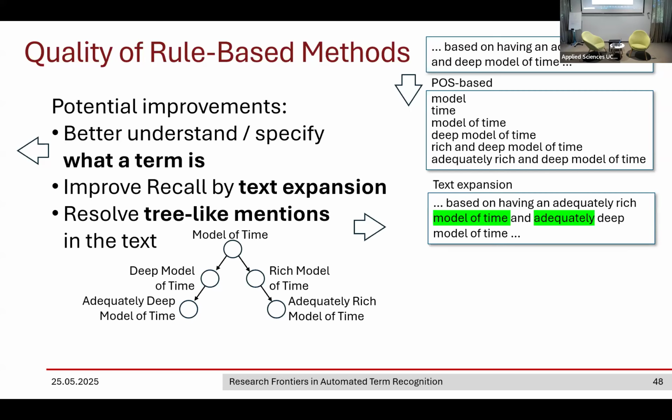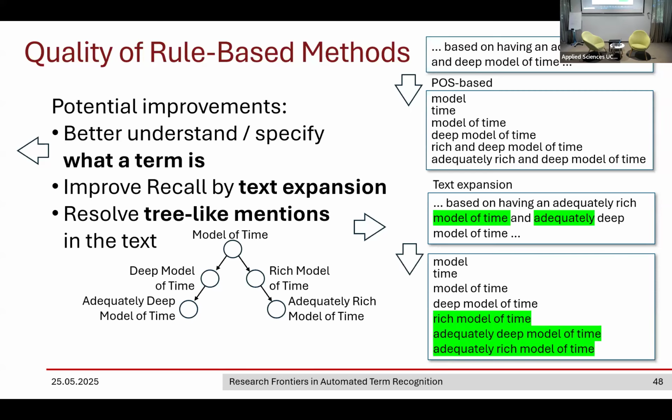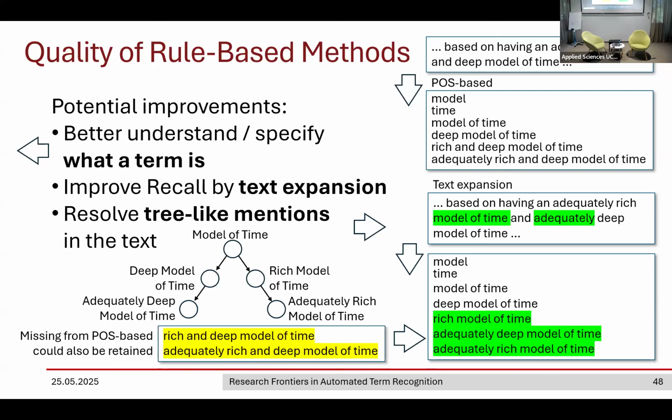For example, you may add the fragments and make this tree-like mention explicit in the text. And then you get a better coverage and better recall for your method here. And by the way, the stuff that you have already identified or recognized using the POS-based approach and which didn't appear here could be retained from the previous step. And then you increase your recall even more.